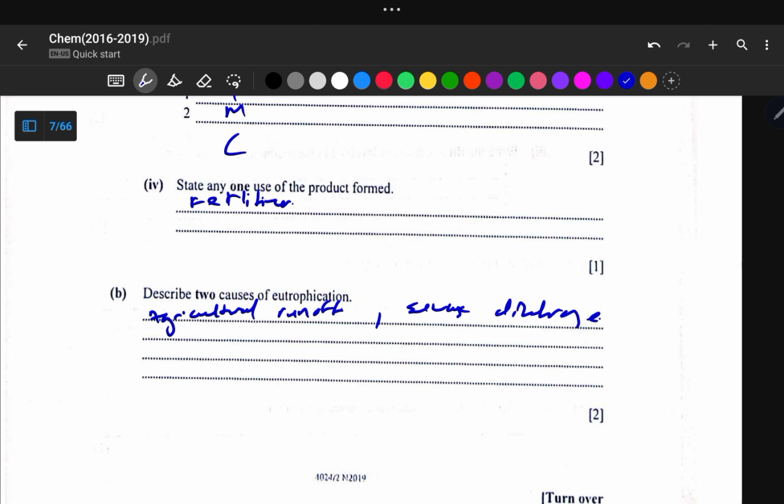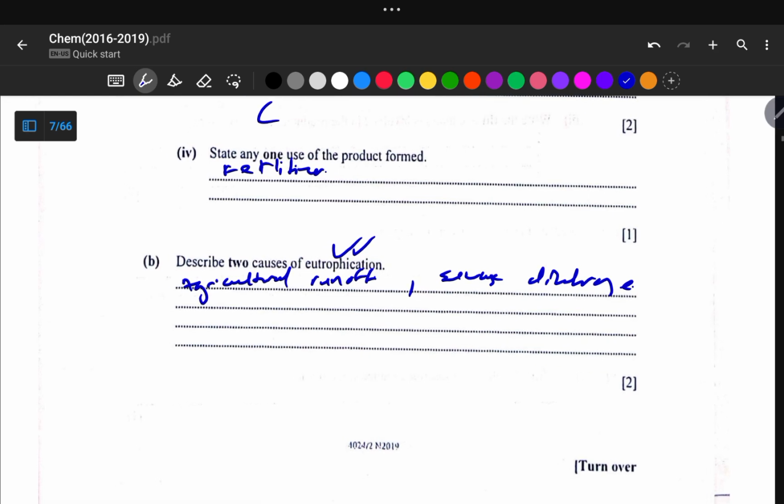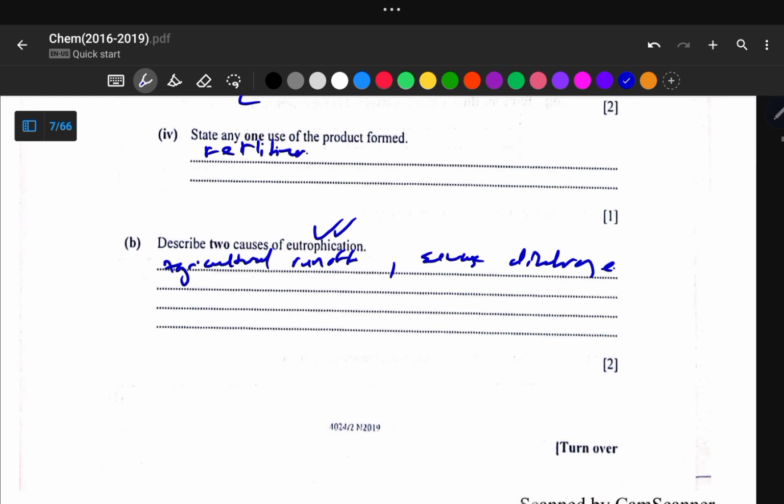But we want to explain that process of eutrophication, because this year they are requiring you to give the two causes, but next time you're going to be asked to explain the whole process of eutrophication. So here we're not here to claim answers, but we want to broaden our knowledge, right? Eutrophication is defined as the process whereby water bodies become overly enriched with nutrients, mainly nitrogen and phosphorus.